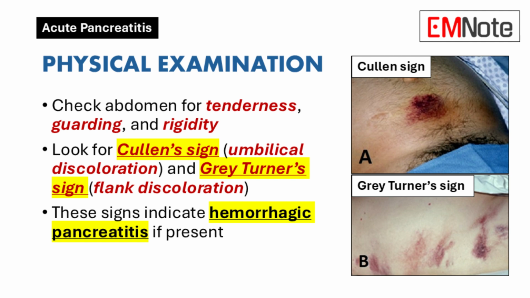A thorough physical examination is critical in evaluating a patient with suspected acute pancreatitis. Physicians will palpate the abdomen to assess for tenderness, guarding, and rigidity. In some cases, they may look for specific signs such as Cullen's sign, a bluish discoloration around the navel, and Gray-Turner sign, a bluish discoloration on the sides of the abdomen. Although rare, these signs can indicate hemorrhagic pancreatitis.